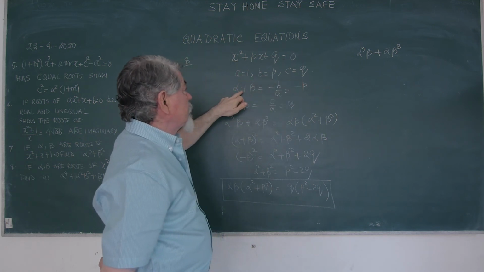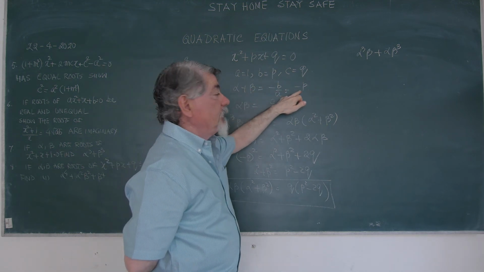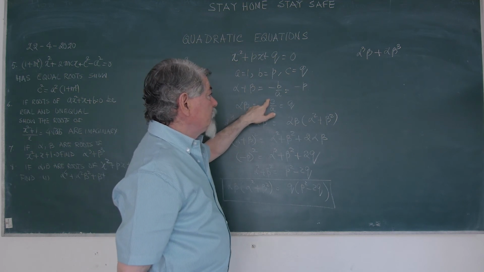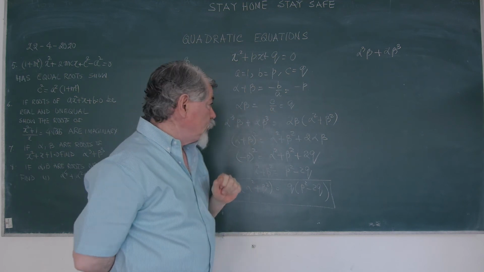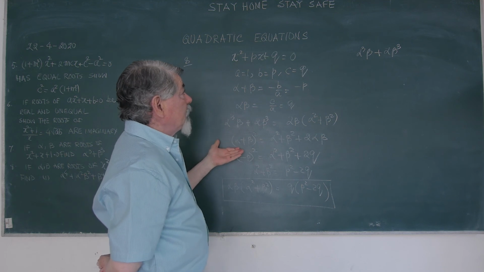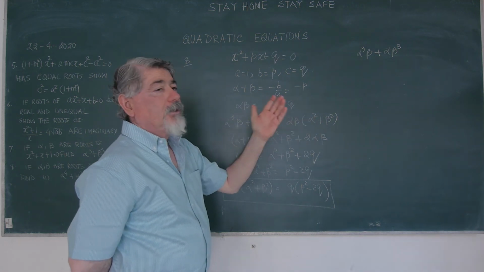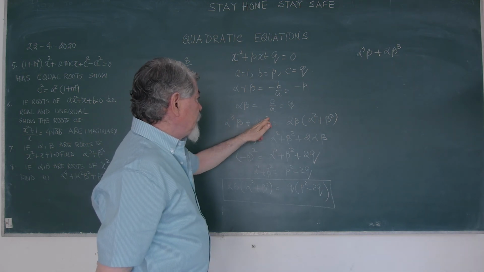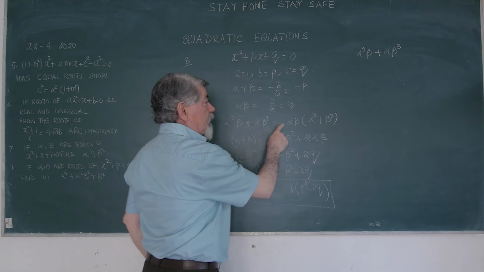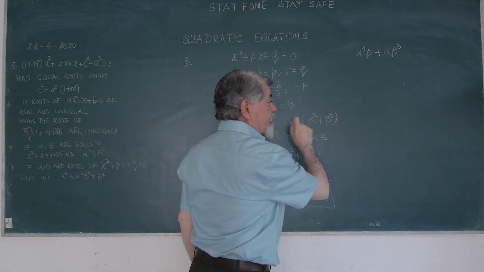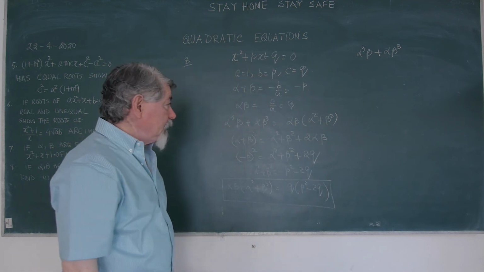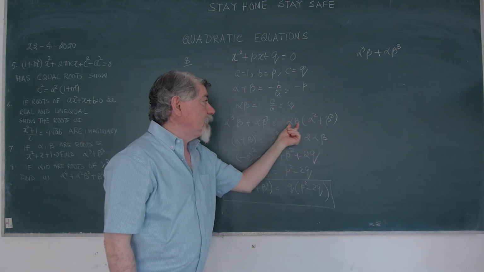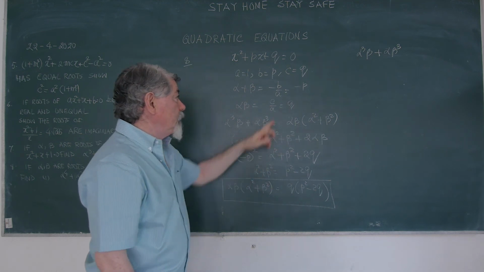So I calculated the sum of roots as minus B upon A, which came out to be minus p. And I calculated the product of roots as C upon A, which came out to be q. And then I had to calculate the value of alpha cube beta plus alpha beta cube. Out of that, I took out alpha beta common. I was left with alpha square plus beta square inside. So first of all, I'll calculate alpha square plus beta square because alpha beta I already know, which is q.